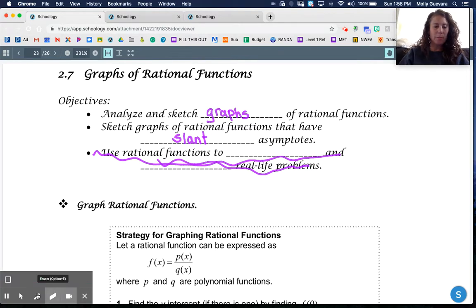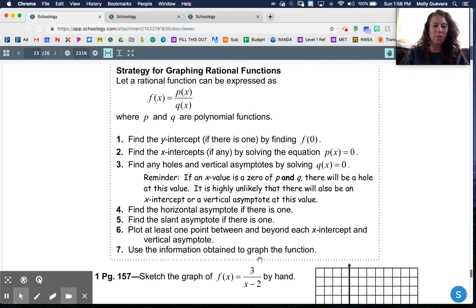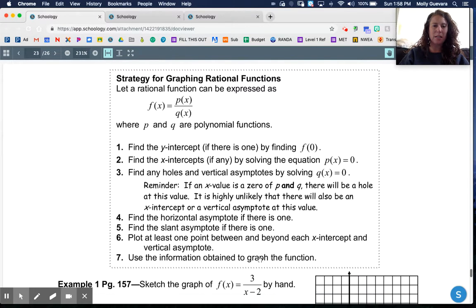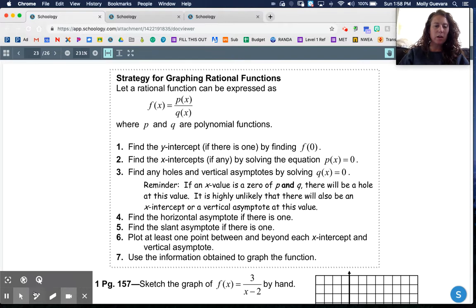So I'm going to clear this and we're going to look at the strategy for graphing these. This is what we call the 6-step strategy, even though there are 7 steps. The 7th step is just to use the information to obtain the graph. We're just going to plot the information as we go, so we don't really need to use all the information at the end to graph it. But this is the order that you're going to want to follow.